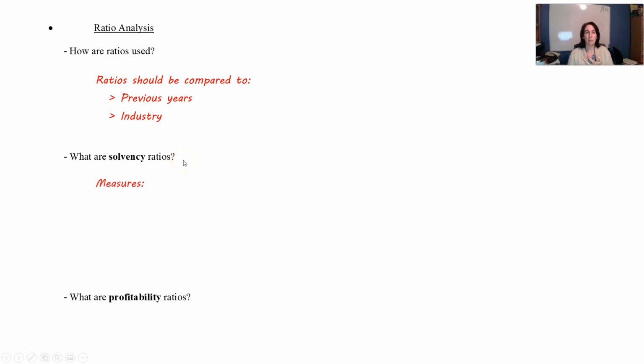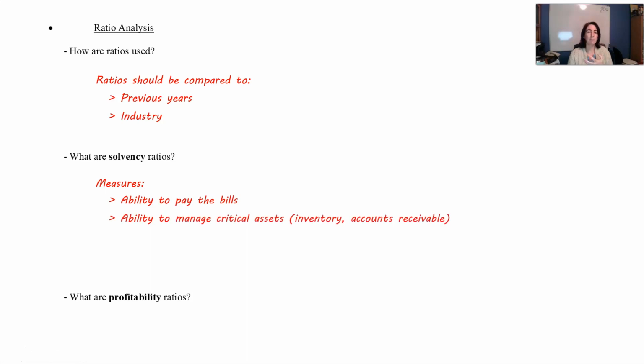So what are solvency ratios? They measure the ability to pay bills, right? Solvency meaning how liquid are you as a business? Your ability to manage critical assets. So things like inventory, accounts receivable, those are considered very liquid items. Along with cash, of course. So those are some of the ones that we focus on. Profitability is measuring the ability to earn a profit, right? That's what we're really looking at with that one.